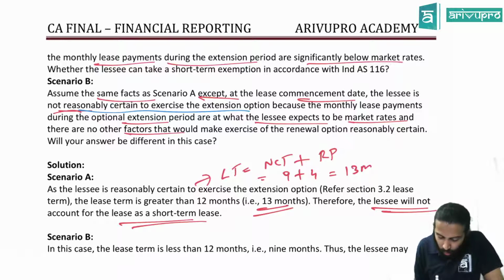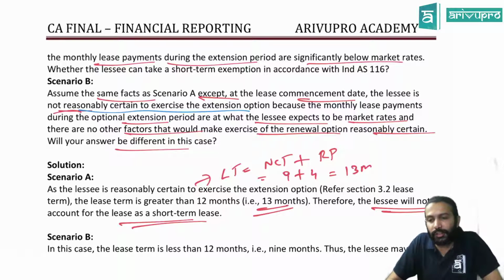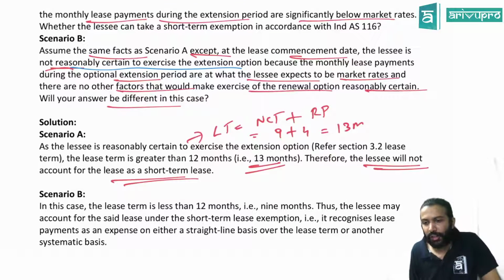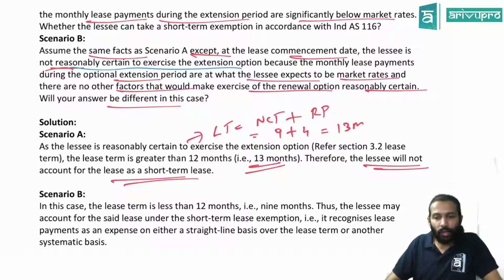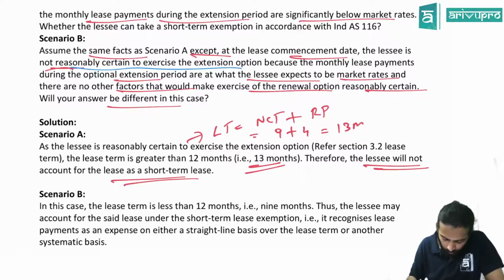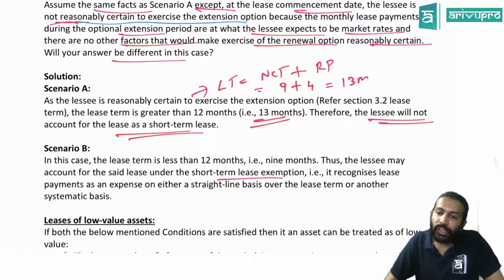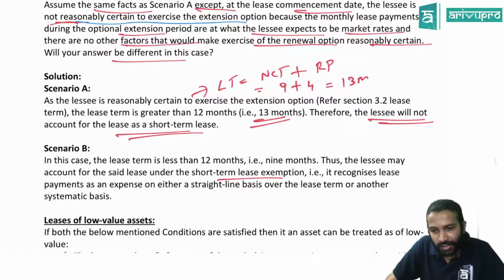Okay, so there are no other factors which would make the exercise of the renewal option reasonably certain. Would your answer be different in this case? Since the lessee is not reasonably certain that he will renew it, the lease term will only consist of the non-cancellable term of 9 months. If it is only 9 months, it is obviously less than 12 months. Hence, now it can be considered a short-term lease. That means you can use the recognition exemption available for short-term leases.